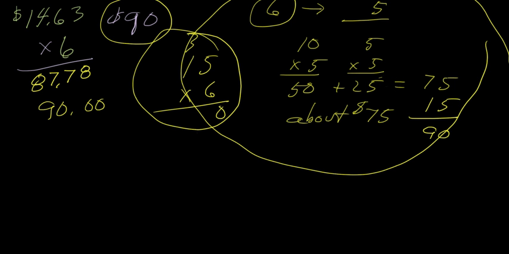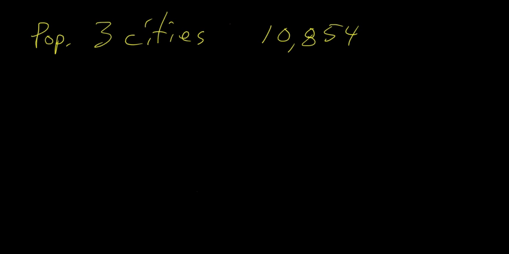Let's look at a different possible situation. And let's see if I can clear this baby. Hey, look at that. So another situation, let's suppose the population of 3 cities is, you got one city that's 10,854. Another city is 6,182, and the other city is 4,900. And, whoops, sorry about that.